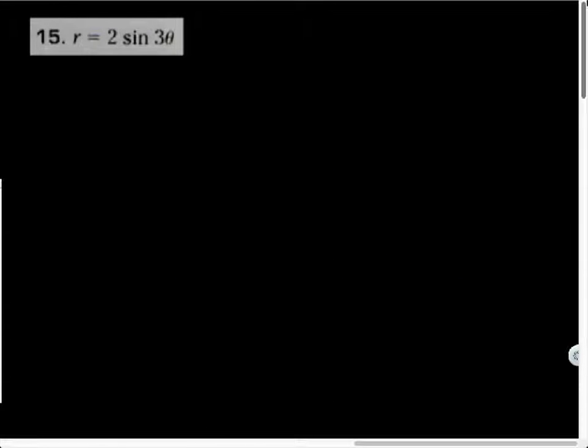Let's take a look at one more problem. I've got r equals 2 times sine of 3 theta. Oh, this one's going to be interesante. So 15 here. I was thinking of doing this rectangularly, but that 3 is actually going to mess with the period of the sine function. Well, let's think about it, though, nonetheless.